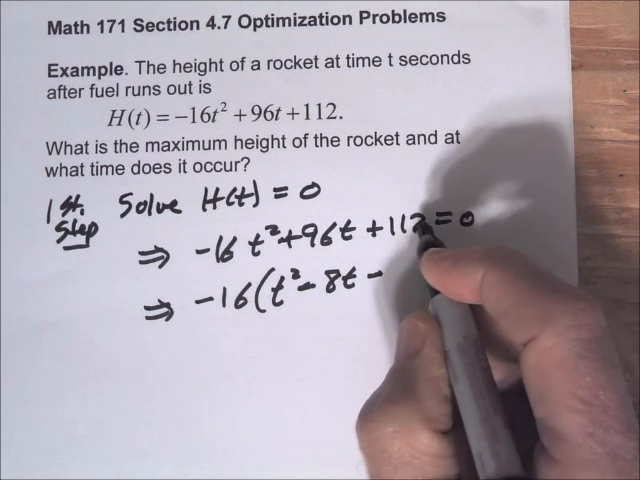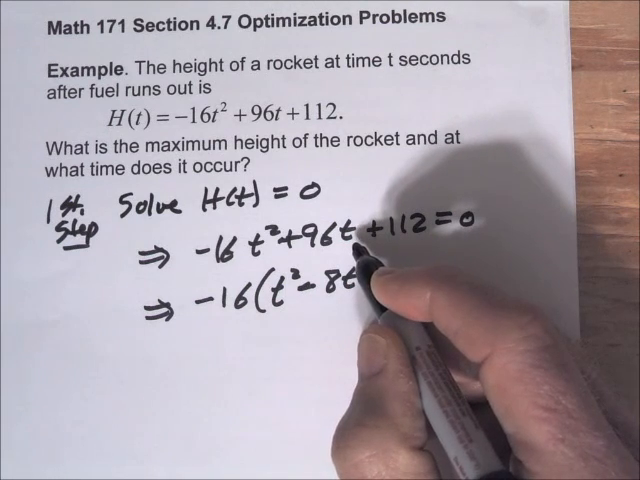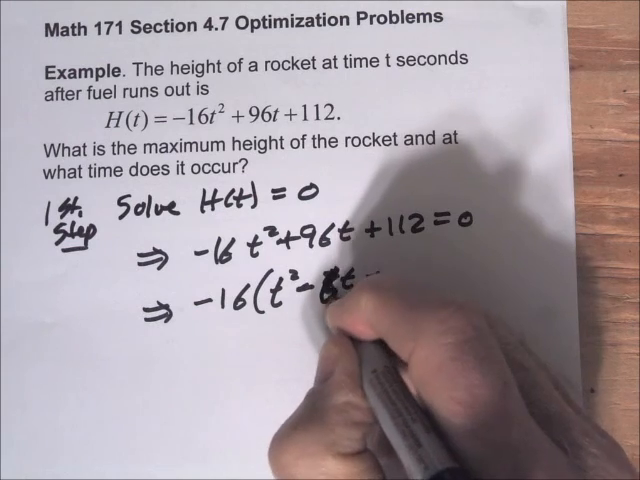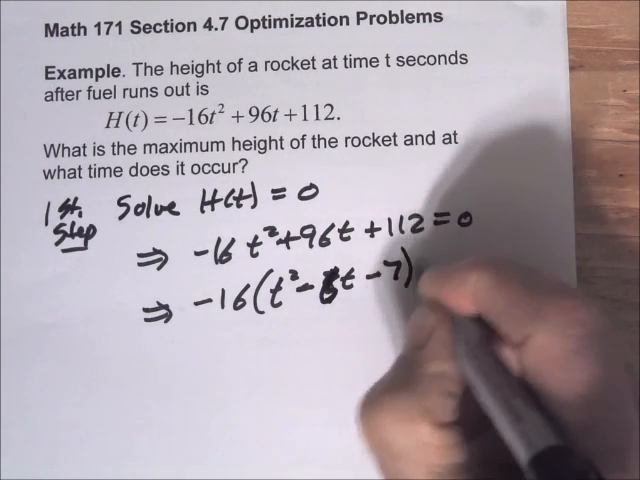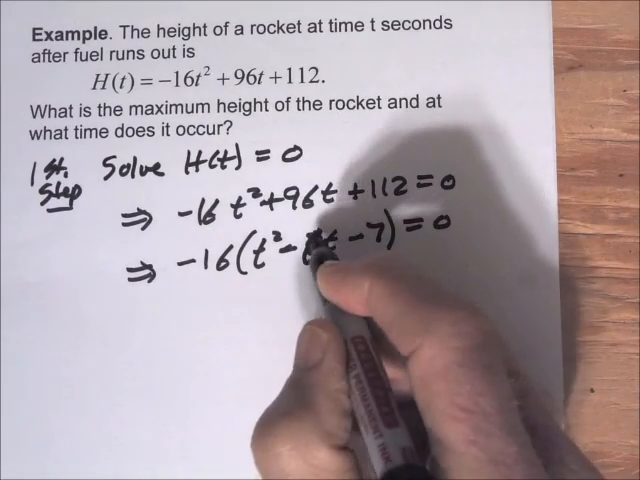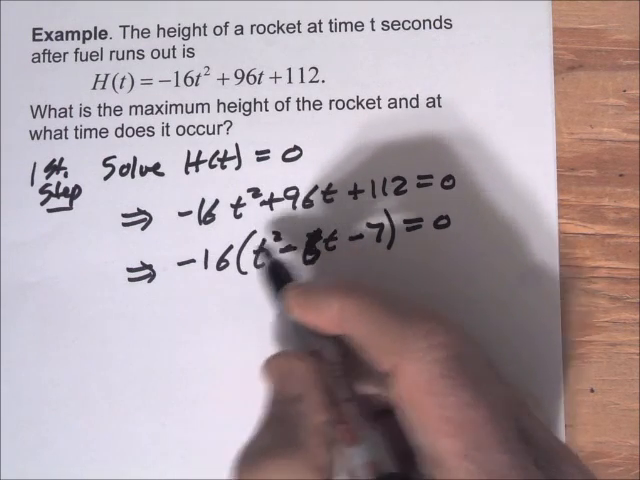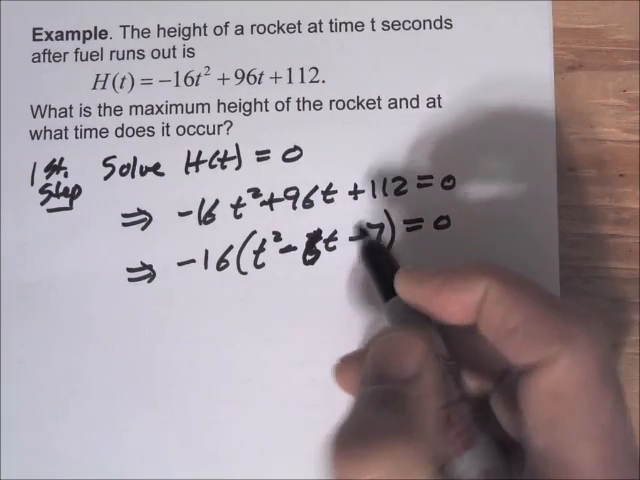Maybe it doesn't go into 16 evenly. So 8 times 16... and it goes 7 times, I think. 70, yeah. Okay, so minus 16 on the outside, and divide each term by minus 16. So 96 divided by minus 16 is minus 6, and 112 divided by minus 16 is minus 7.